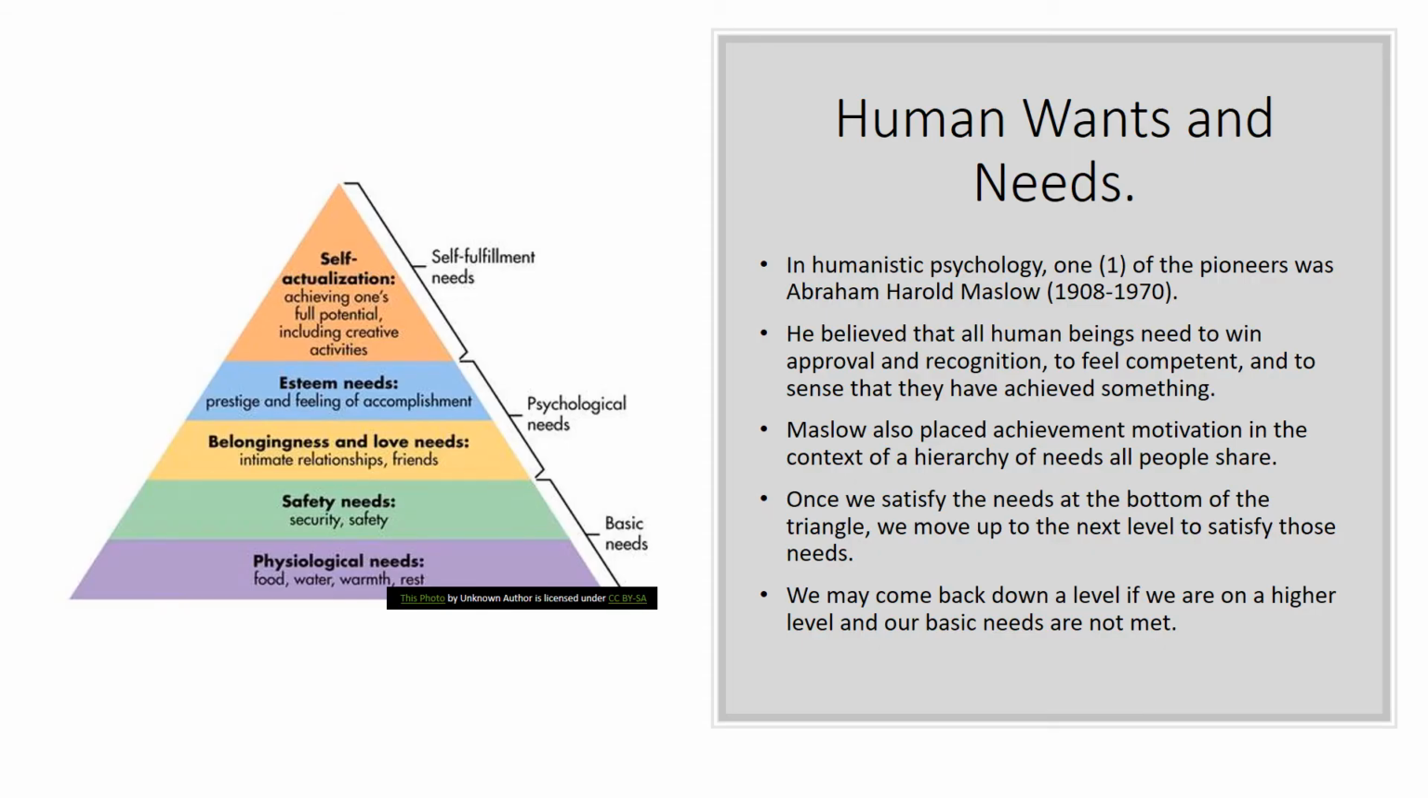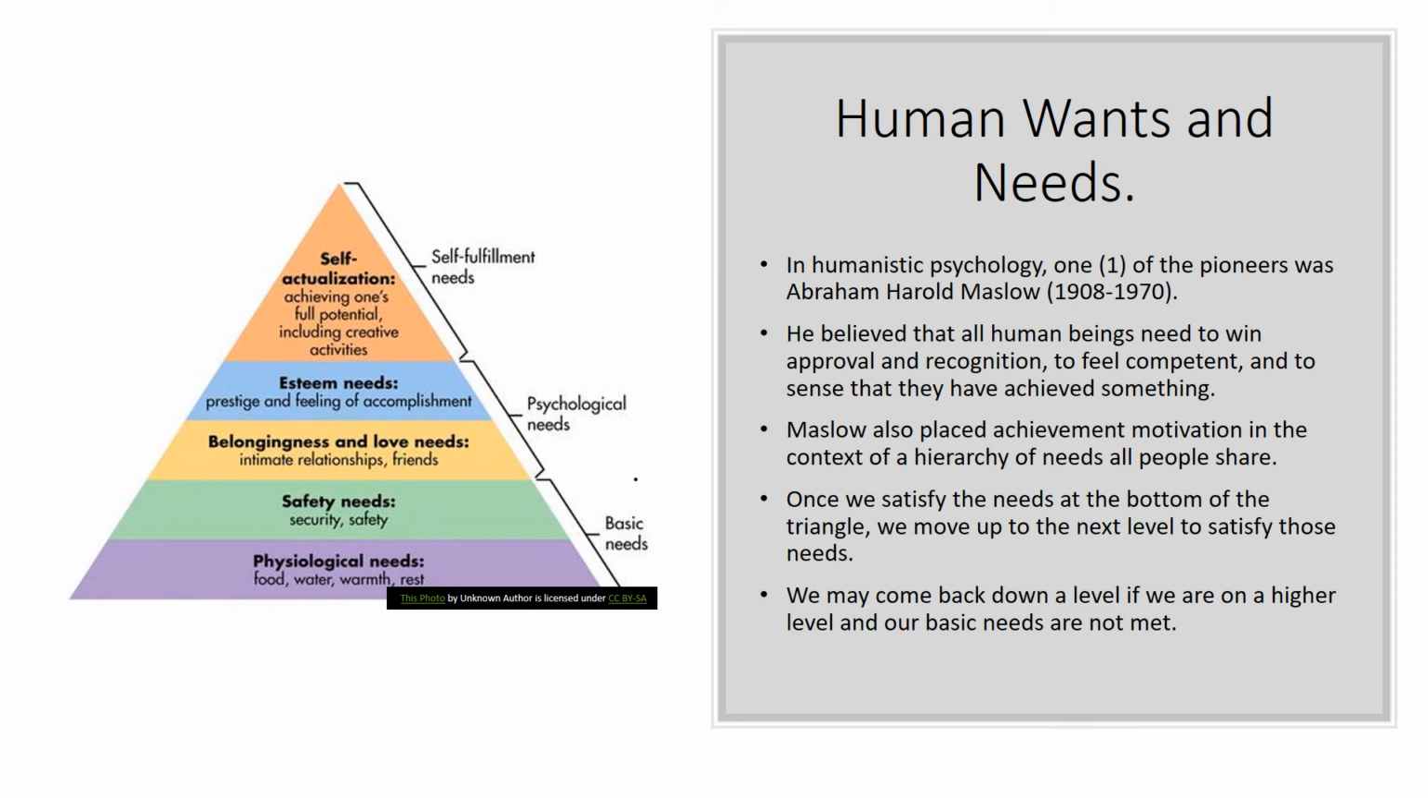Now, human wants and needs. In humanistic psychology, one of the pioneers was Abraham Harold Maslow. He believed that all human beings need to win approval and recognition, to feel competent, and to sense that they have achieved something. So Maslow also placed achievement motivation in the context of a hierarchy of needs all people share. You can see this in the triangle here. So he had three basic levels.